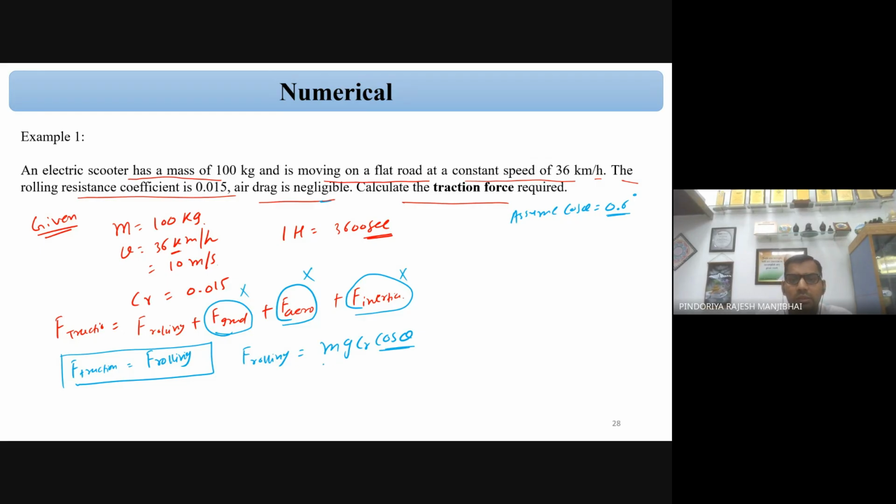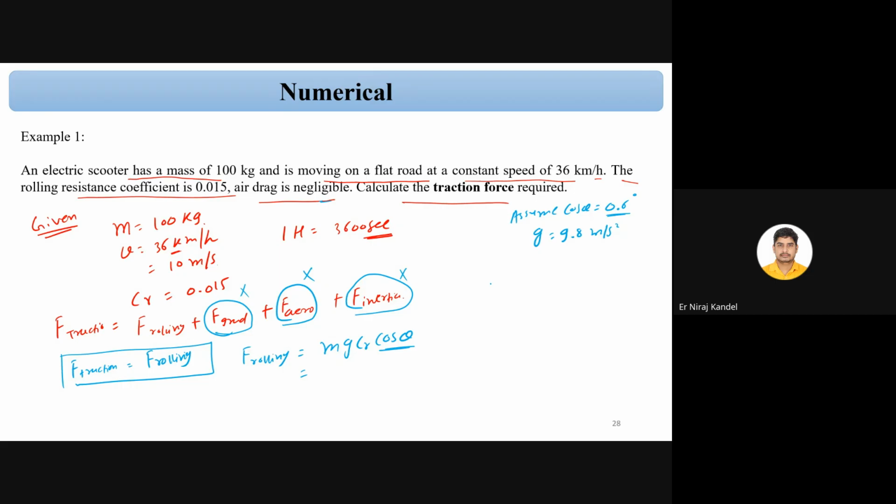So what is the final answer? Now you can calculate the mg. G is missing, but G is the gravitational acceleration, so G is 9.8 meter per second square, correct? That is the gravitation of the earth. Cr is given.